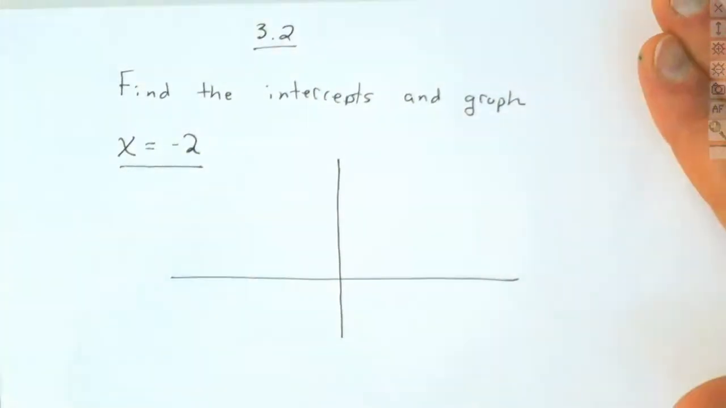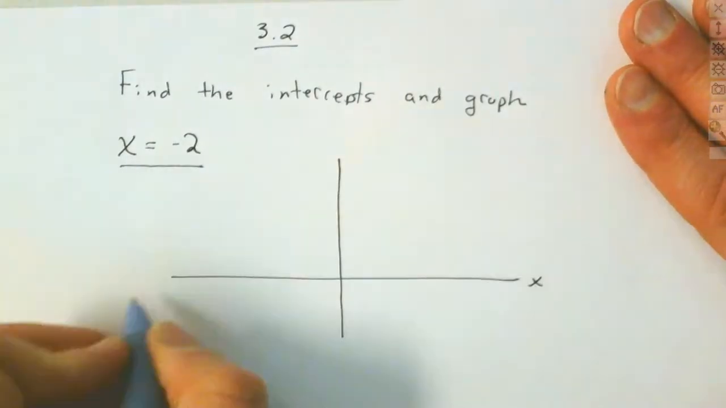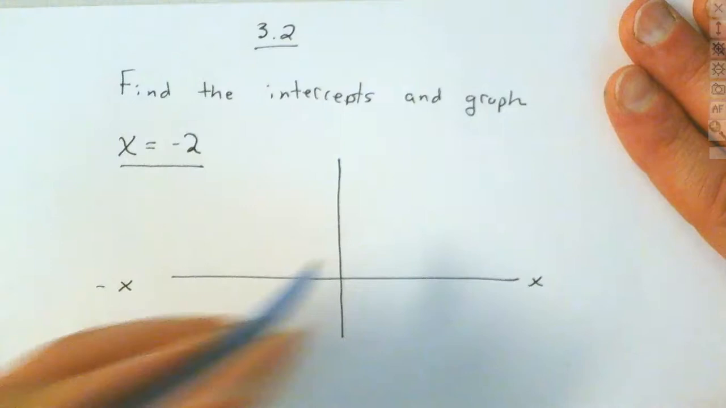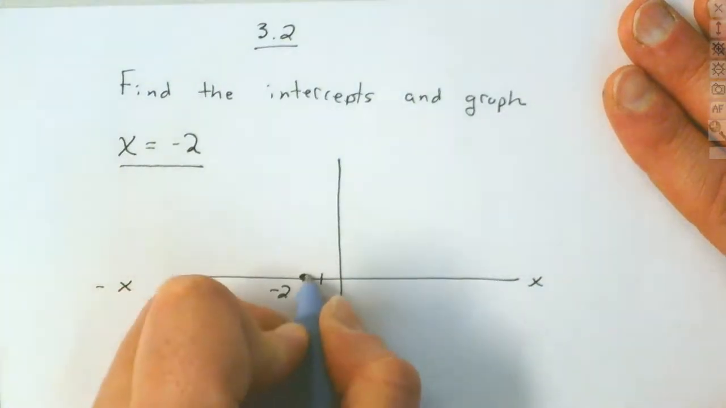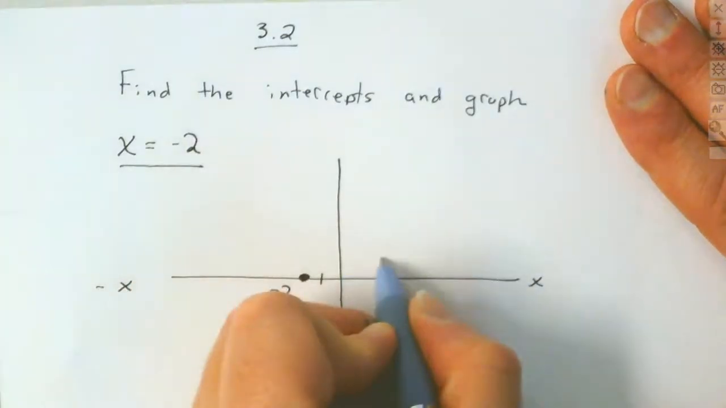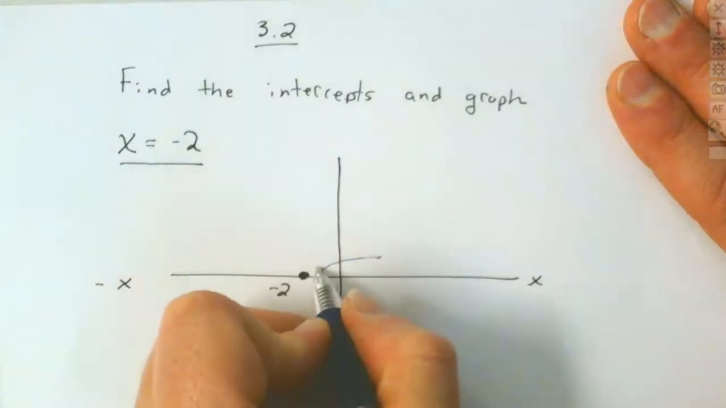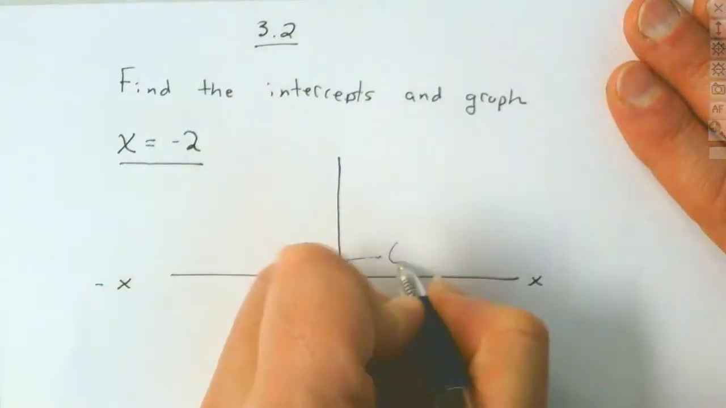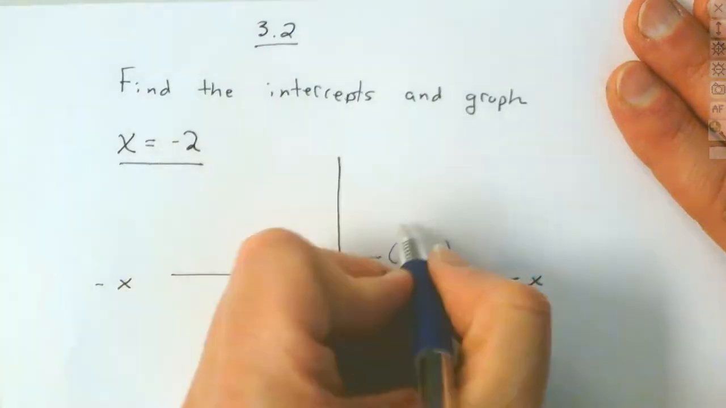We only have an x variable, and then x is -2. So let's find the -2 on the x-axis. -2 is right here. And that's going to be your x-intercept. And we always write our x-intercept as an ordered pair. So my x-intercept right here is going to be at -2, 0.